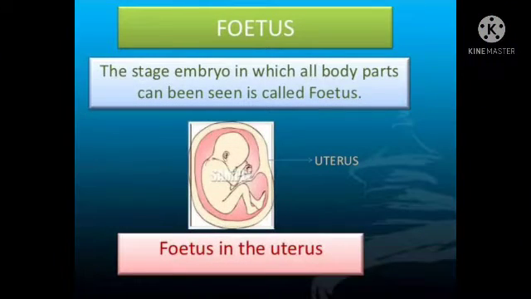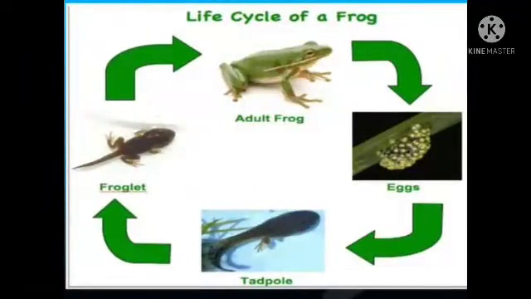Fetus. The stage of embryo in which all body parts can be seen is called fetus. Here is a picture of fetus in the uterus. Life cycle of a frog. Here is a diagram showing the life cycle of a frog.